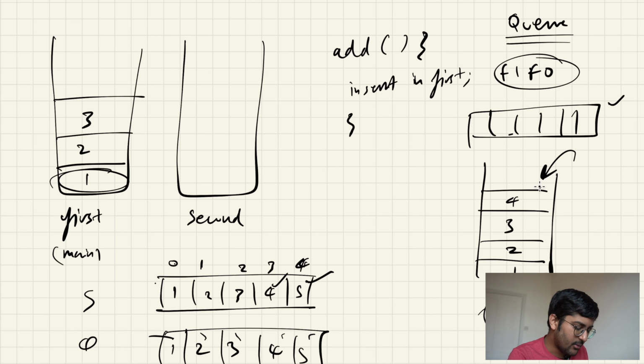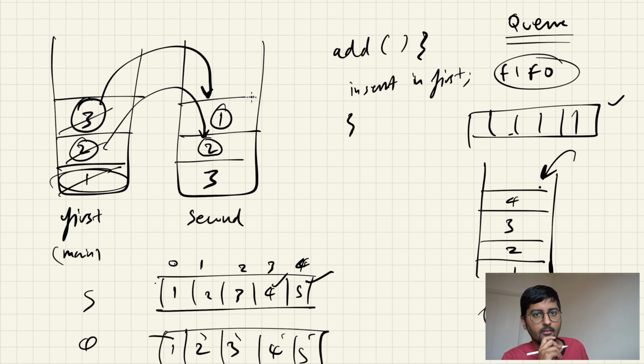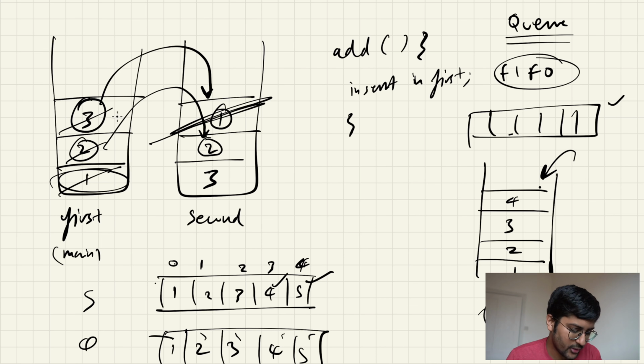You can remove items from here. 3 you remove, you put it over here. 2 you remove, put it over here. 1 you remove, you put it over here. And after that, you can just do stack.pop, meaning second.pop. That's it. How cool is that? And then you move these items back here. Let me show you how.